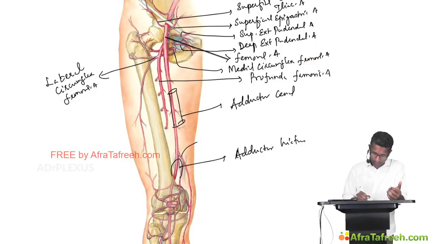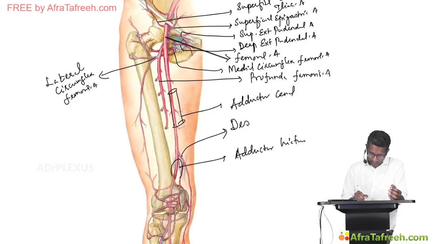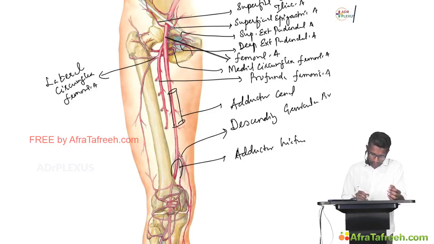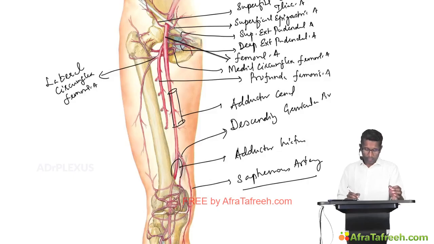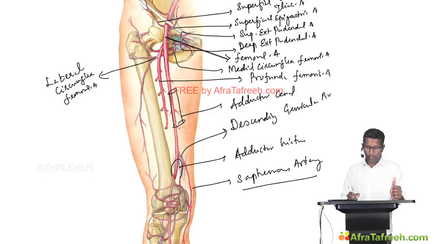The branch which arises from the femoral artery in the adductor canal is called the descending genicular branch, and this descending genicular branch gives rise to a branch called the saphenous artery. So what is the saphenous artery? The saphenous artery is a branch of the descending genicular artery. So that is the story of the femoral artery.